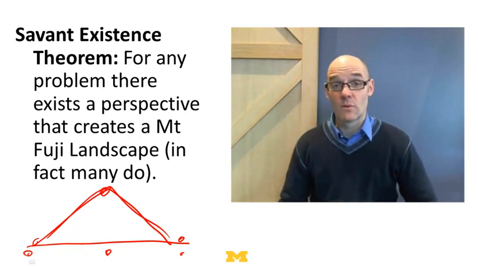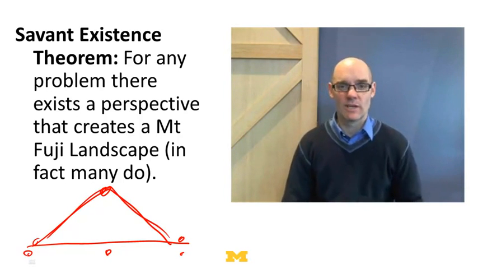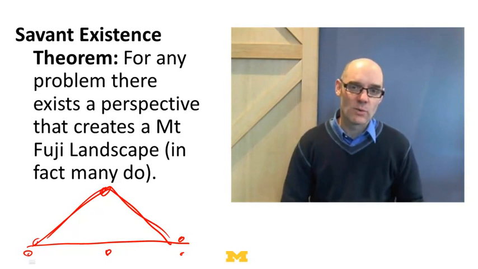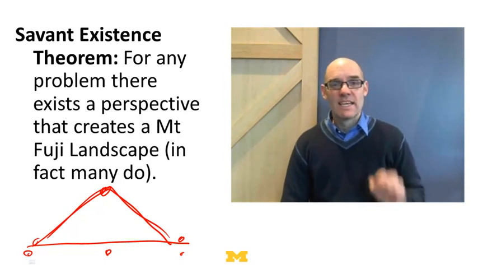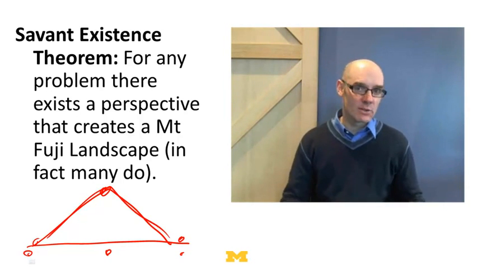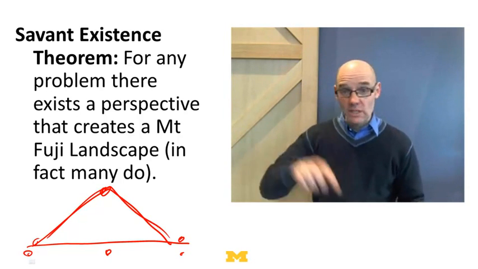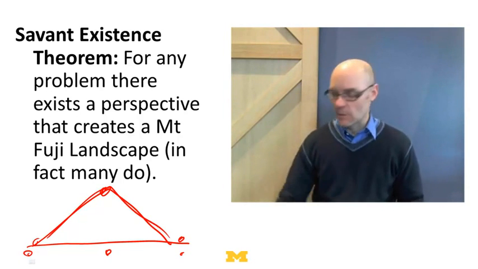So it's very straightforward. Now, the thing is, in order to make the Mount Fuji, you'd have to know the solution already. This isn't a good way to solve problems. But the point is, it exists. So there's always the possibility that someone could look at a particular problem and say, hey, what if we think of it this way? And in doing so, turn something that was really rugged into something that looks like Mount Fuji.